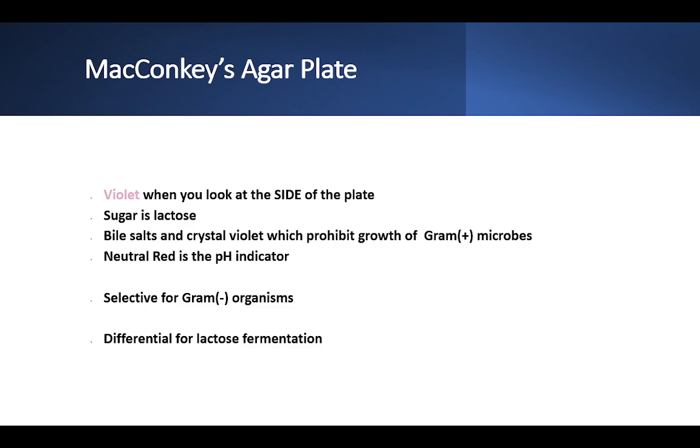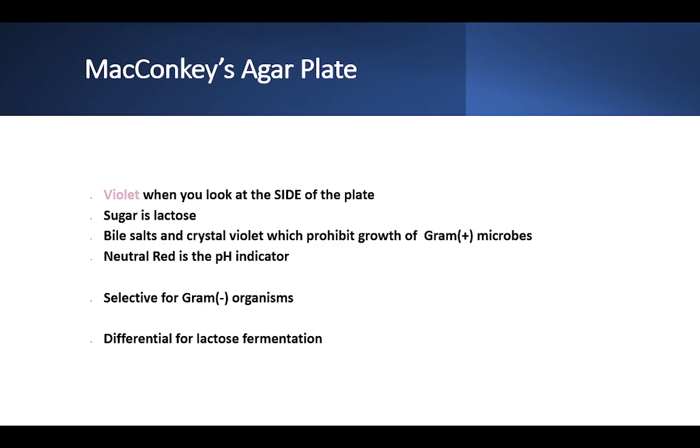It is also selective and differential. This one's still kind of red. It's more of a violet color, so it's kind of like this faded red color. The sugar in here, though, is different. It's lactose. And it's got a couple of other special things that's been added to it. It has these bile salts and crystal violet.